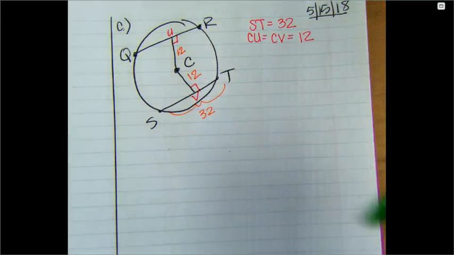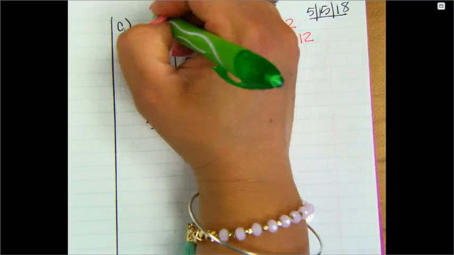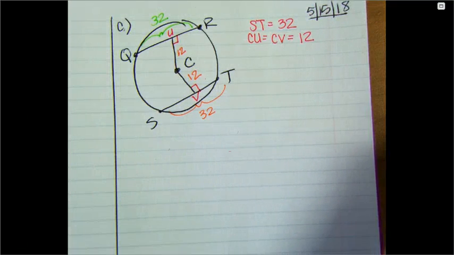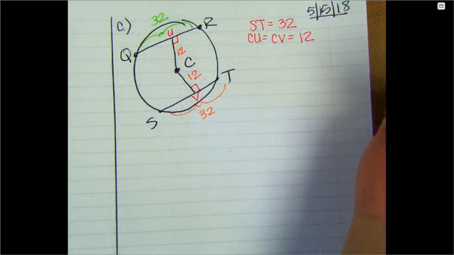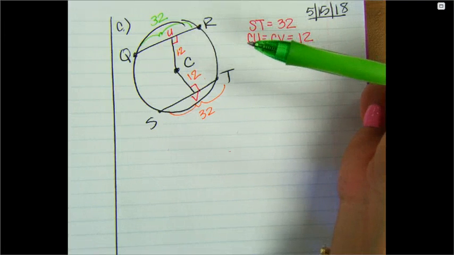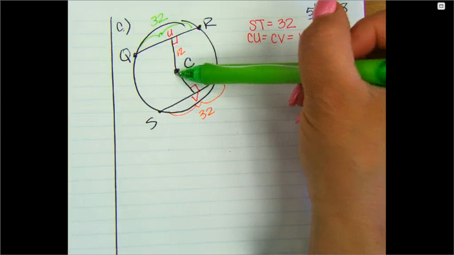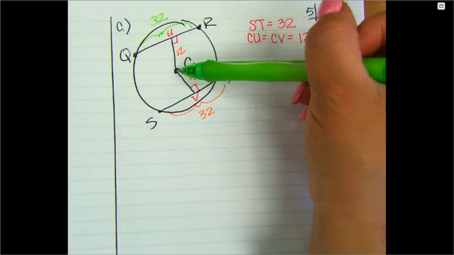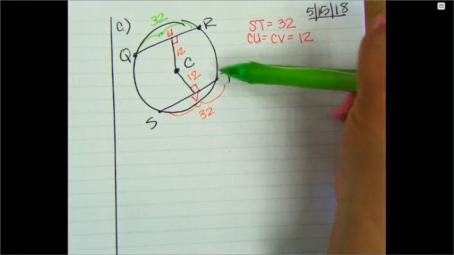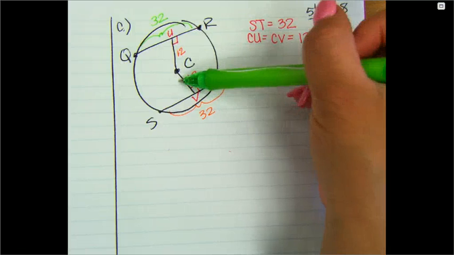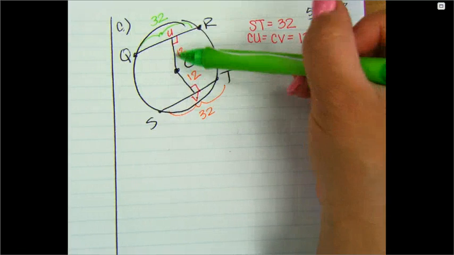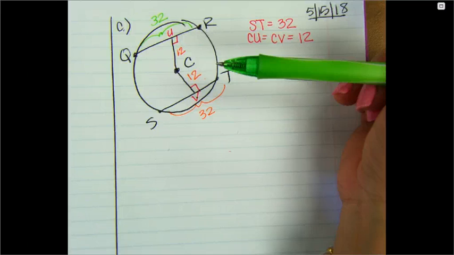Why? Why are they congruent? Not parallel. What's equidistant? The center. The center is equidistant from this to the chord. The chords are equidistant from the center. Do you understand that? Equidistant, how do I know they're equidistant?